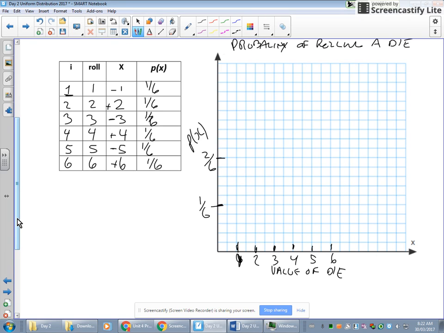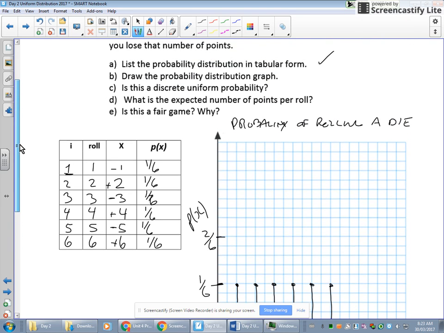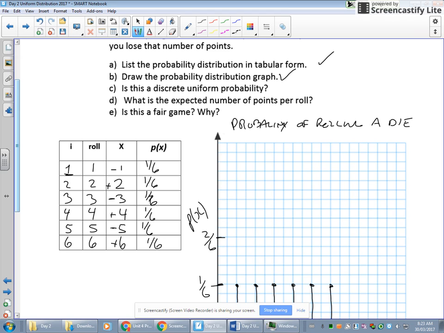And because this is uniform probability, in each instance, I have a 1 in 6 chance of rolling each of these die. And again, just to make it easier to see, I'm going to connect these points. So that's our probability distribution graph. That's what part B was being asked for.